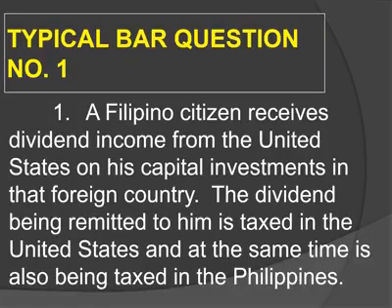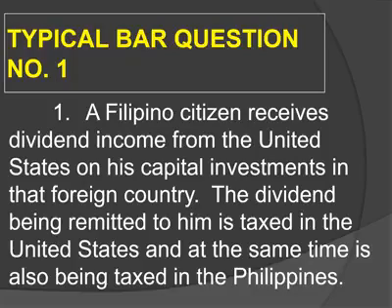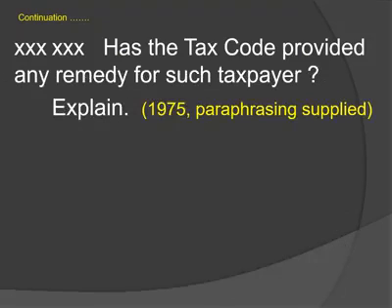So you notice this is now a fact-based problem, but it is short. So we don't anymore go to the extent of going to the bottom to find out. What we want to do is go direct to the question and read the question. So what is the factual setting of the question? A Filipino citizen receives dividend income from the United States on his capital investments in that foreign country. The dividend being remitted to him is taxed in the United States and at the same time is also being taxed in the Philippines. Has the tax code provided any remedy for such taxpayer?